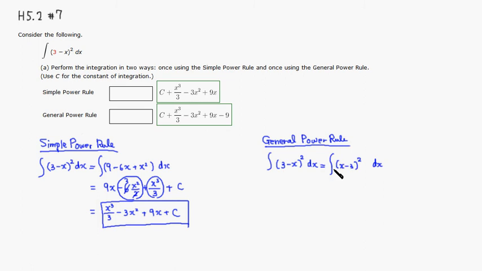Then in this case, the inside function is x minus 3. So the derivative is going to be 1. So I'm going to just squeeze in and multiply by 1 here, so that it fits the form. Using the general power rule, we keep the quantity x minus 3 and raise it to the power plus 1, so it's 3, and divided by 3, then you have plus c.